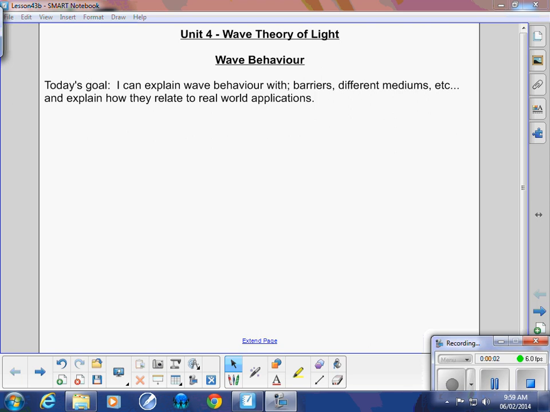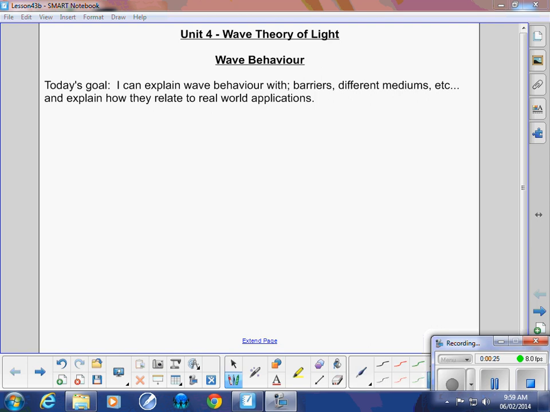Hello and welcome to Unit 4, our final unit for the 4U course, and that's the wave theory of light. Today we want to go through and talk about wave behavior. So what is our goal today? I want you to be able to explain wave behavior with respect to how waves interact with barriers, different mediums, etc., and then translate that into how it relates to real-world applications.